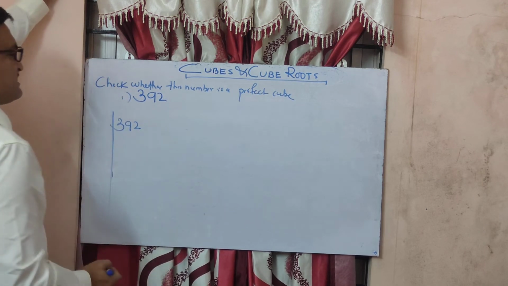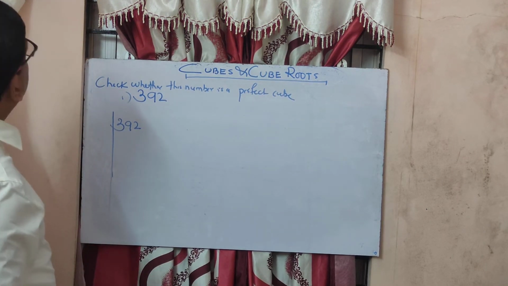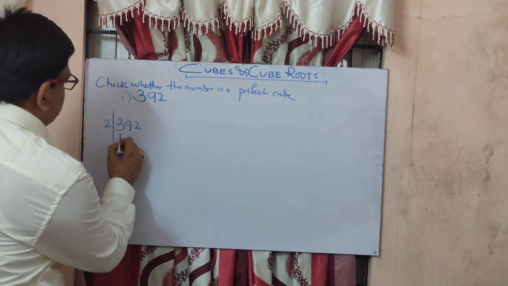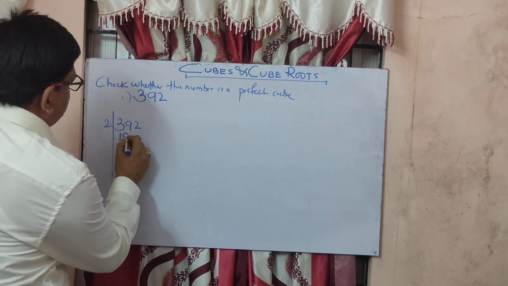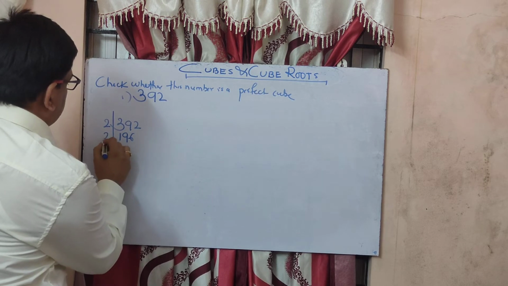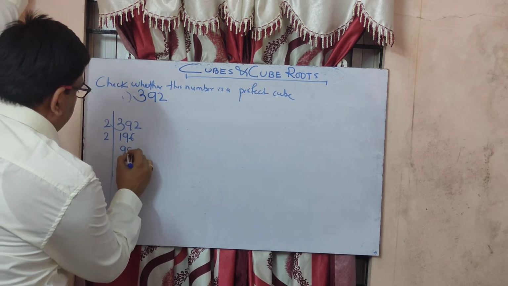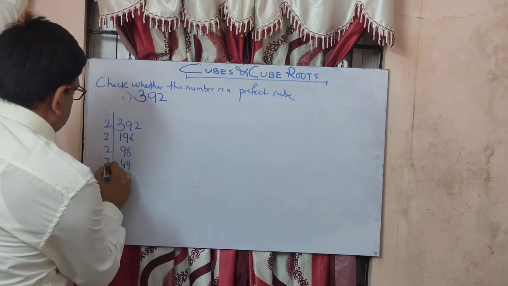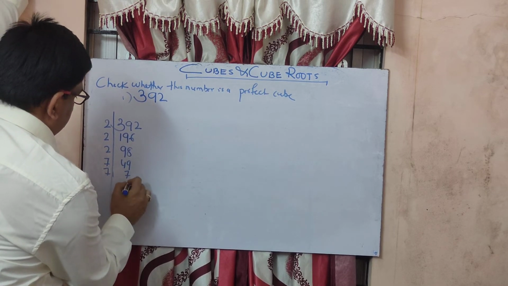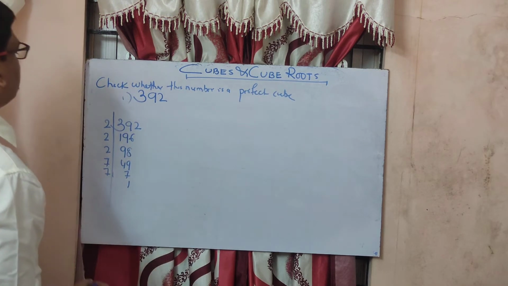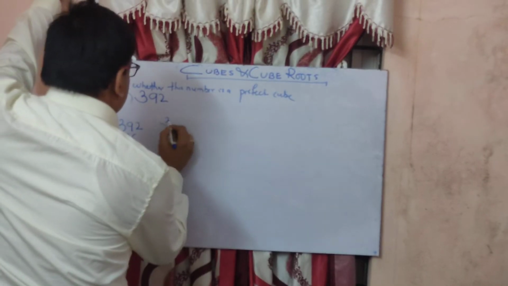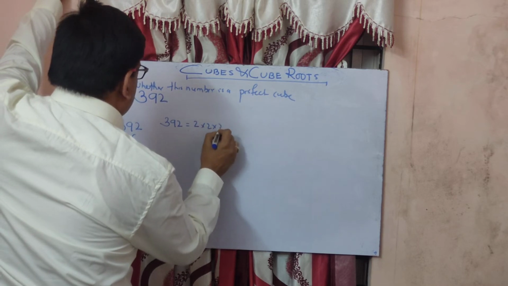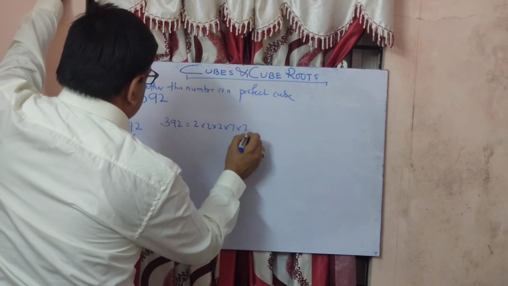See, being the last number is an even number, so start it from 2. 2 1s are 1 remaining 19, 2 9s are 18, 1 remaining 6. 2 9s are 18, 1 remaining 2 8s are... 2 4s are... 7 7s are 7. So now these are the numbers. What are the factors of 392? So 2 into 2 into 2 into 7 into 7.